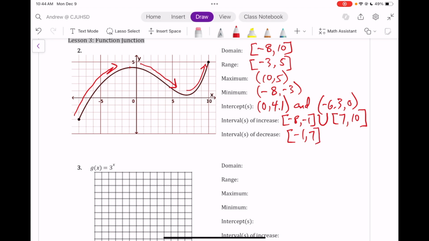So what did we learn here that's new? We learned how to join together two different intervals. We're also getting familiar with how do we find domain and how do we find range.